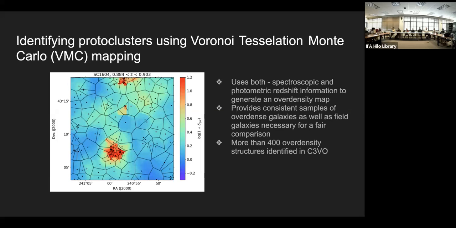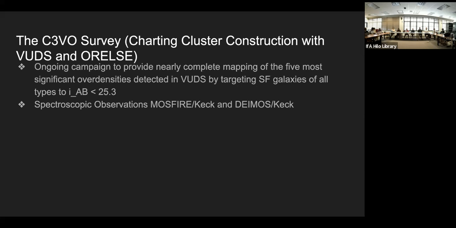So using this method, over 400 overdense structures were found based on C3VO observations. Out of those 400 overdense structures, the C3VO team identified, sorry, 5 different structures, and then we also targeted those structures using MOSFIRE and KCWI.